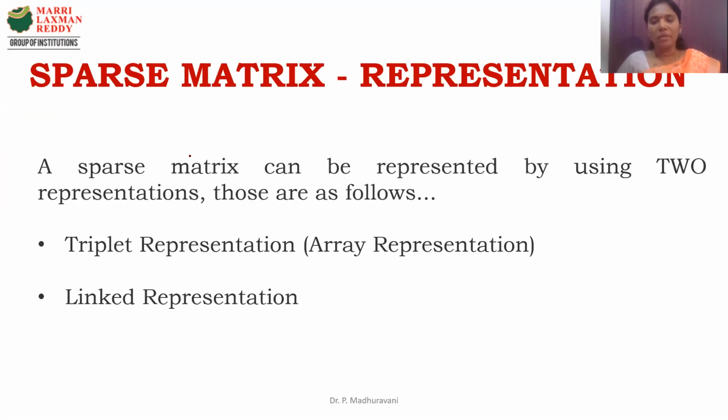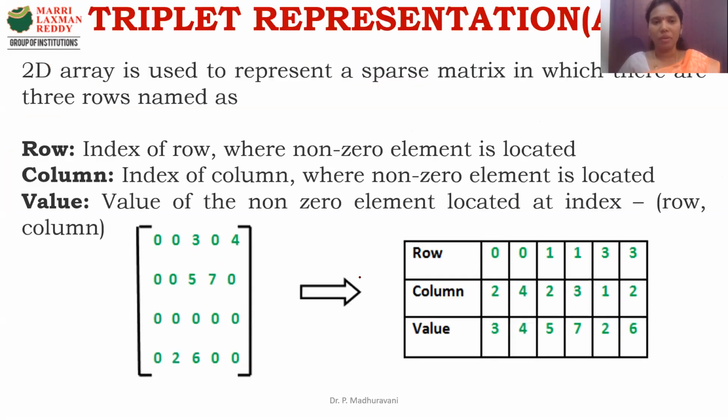The sparse matrix can be represented in two ways. One is the array representation, which is also called the triplet representation. The other kind of representation is with the help of a linked list, which is called the linked representation. Let's see the representation of a sparse matrix using an array, which is called the triplet representation.